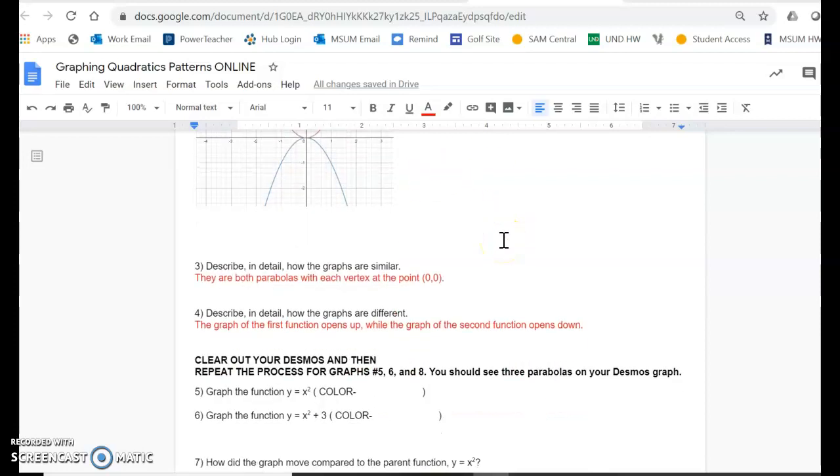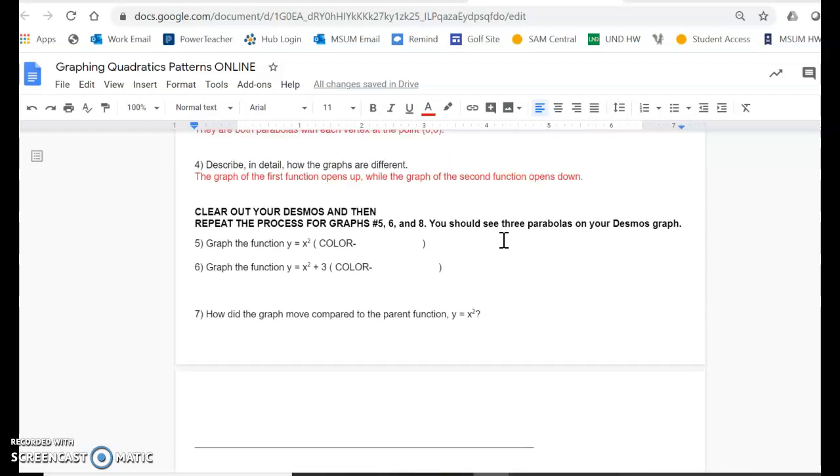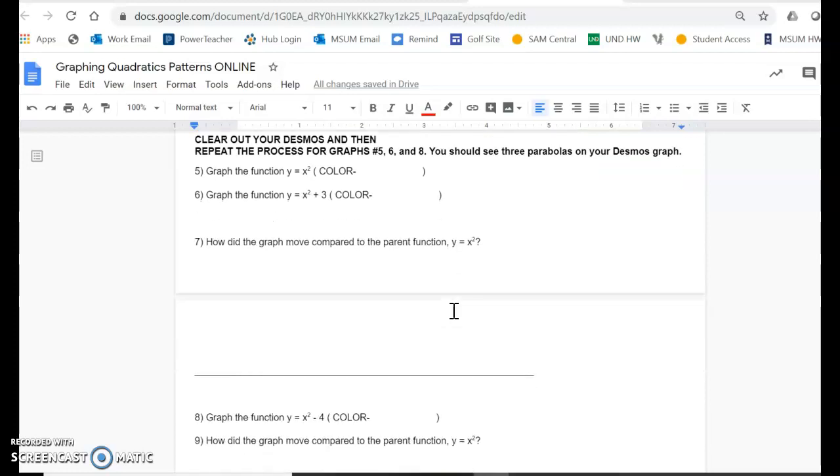When you're done watching this video, so you get 10 points for finishing off this video, you will go and you will continue to finish this Google Doc that I have linked on Classroom. Once you are done filling everything out, you can just go ahead and close it out. Everything should save automatically and you will hit the turn in button.